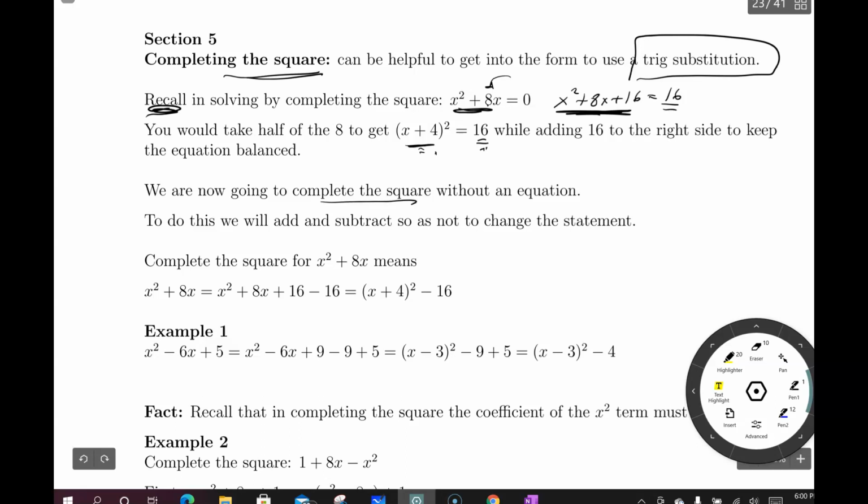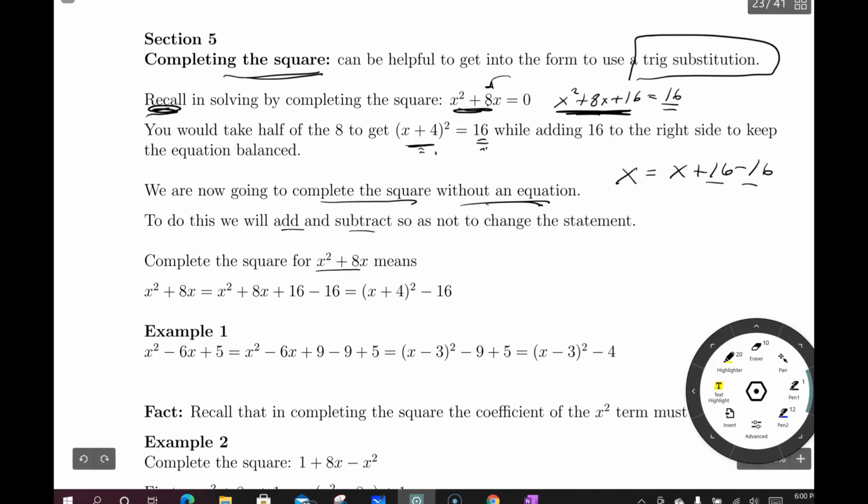So now we're going to complete the square without an equation. What math people like to do is say x is equal to x plus 16 minus 16. It's still x, right? Adding and subtracting. So that is a trick to keep it the same. So that's the add and subtract.